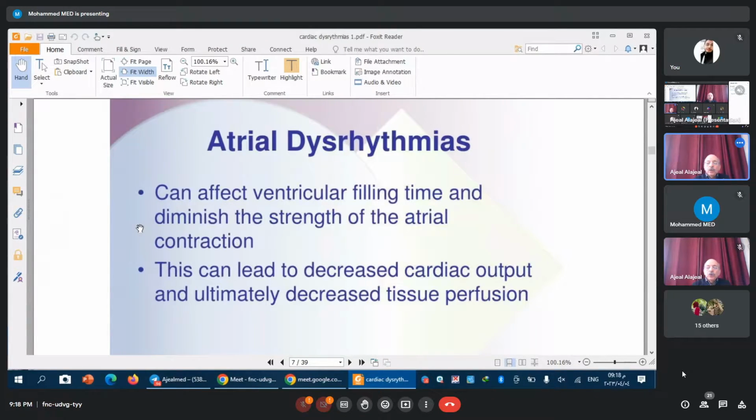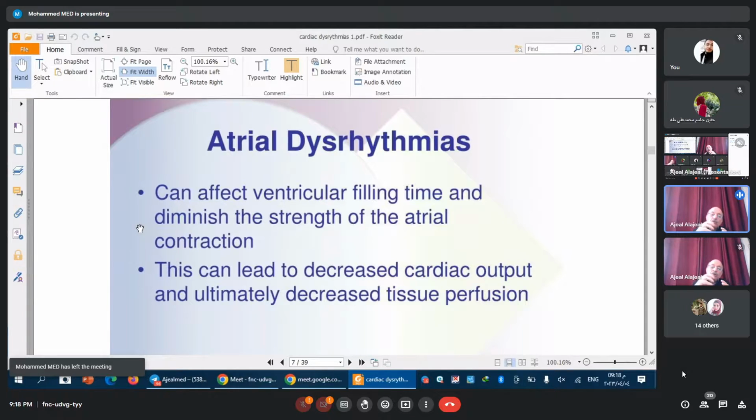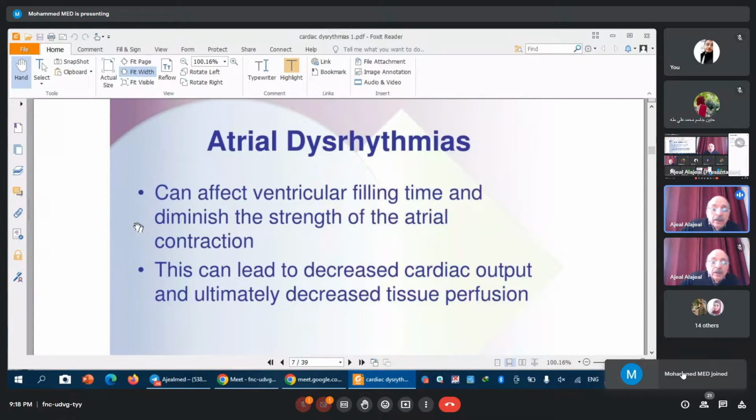The atrial contraction contributes about 25% of the pumping action of the heart. That's why if something goes wrong in the atrium, the cardiac output will go down. This can lead to decreased cardiac output and ultimately decreased tissue perfusion. I beg your pardon. Next slide, please.